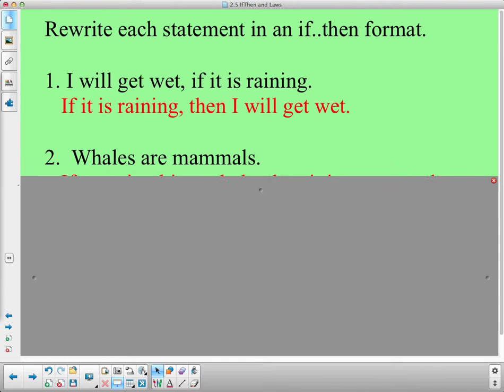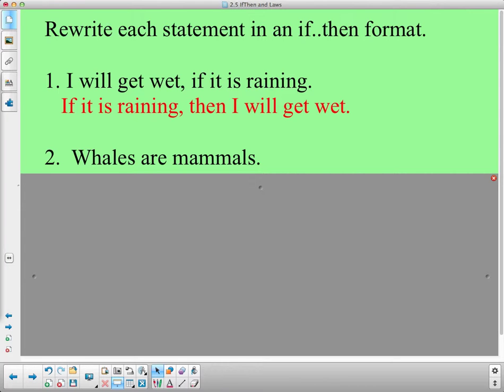So is this English class? Right now it is. Now this one doesn't have the word if or then. Whales are mammals. If whales, then are mammals. Now let's add a few words. He's got the basic idea, but we need to make a sentence that makes sense.